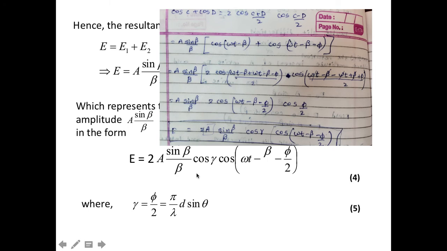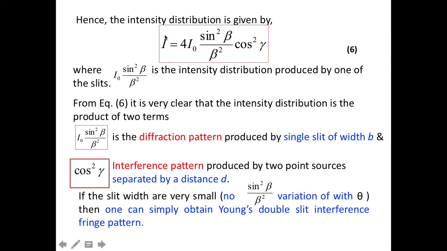So from this equation you can write the intensity, and you know the intensity is the square of the amplitude. So I is equal to 4 I0 sine square beta upon beta square cos square gamma. Hence the intensity distribution is given by I is equal to 4 I0 sine square beta upon beta square cos square gamma, where I0 sine square beta is the intensity distribution produced by one of the slits.